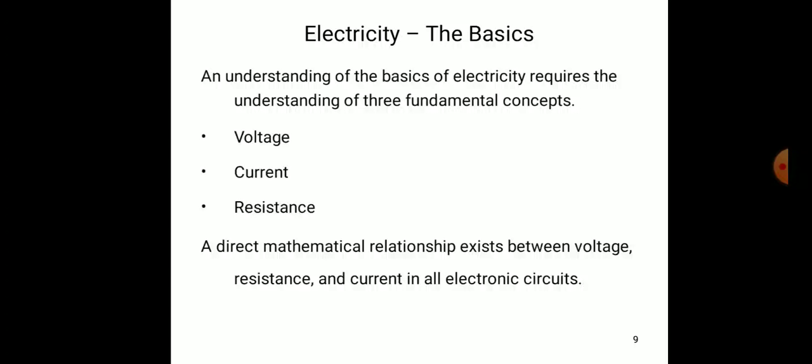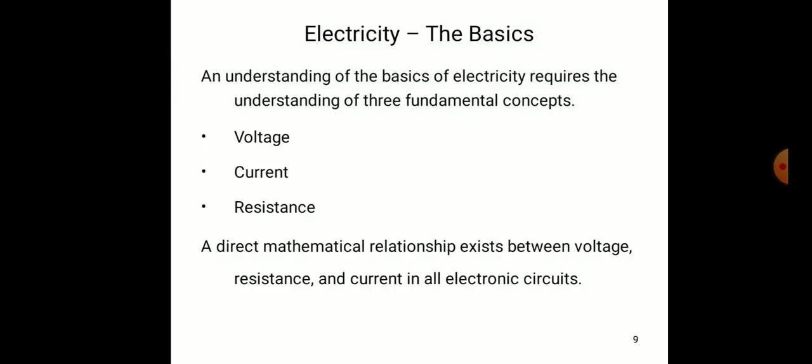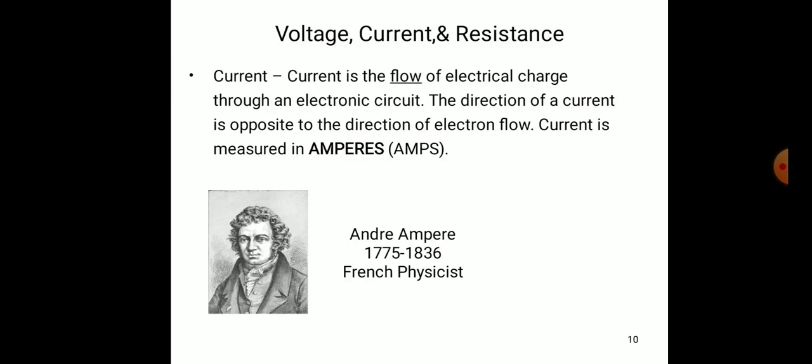So what are the basic concepts in electricity? The basic concept is mainly that an electrical circuit needs three things, that is voltage, current, resistance. An understanding of the basics of electricity requires the understanding of three fundamental concepts, that is voltage, current, resistance. A direct mathematical relationship exists between voltage, resistance, and current in all electronic circuits.